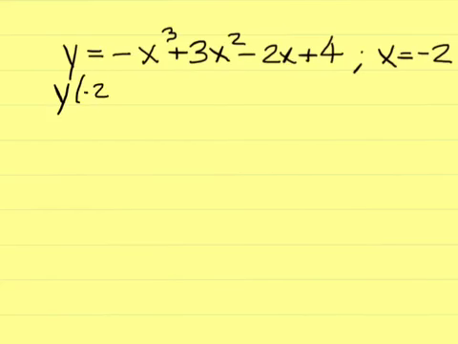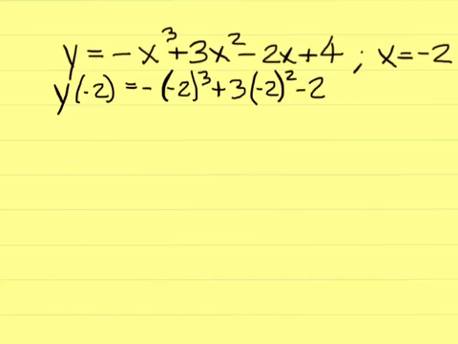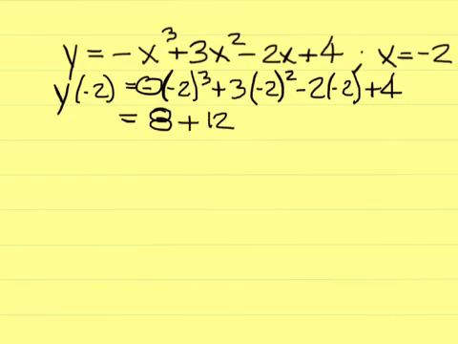Evaluate for y of negative 2 first, and that's negative 2 cubed plus 3 times negative 2 squared minus 2 times negative 2 plus 4. So negative 2 cubed is negative 8, but you have another negative sign out there which makes it positive 8. Negative 2 squared is 4 times 3 is 12, and then negative 2 times negative 2 is 4, and then plus 4. So that would be 28 for the y value.